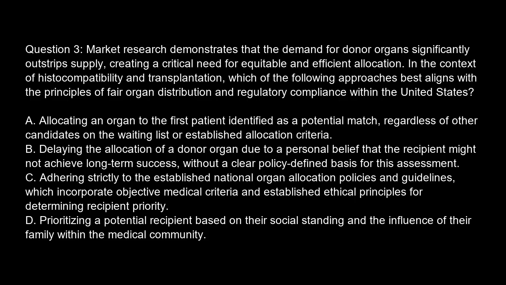Option A. Allocating an organ to the first patient identified as a potential match, regardless of other candidates on the waiting list or established allocation criteria. Option B. Delaying the allocation of a donor organ due to a personal belief that the recipient might not achieve long-term success without a clear policy-defined basis for this assessment. Option C. Adhering strictly to the established national organ allocation policies and guidelines, which incorporate objective medical criteria and established ethical principles for determining recipient priority. Option D. Prioritizing a potential recipient based on their social standing and the influence of their family within the medical community.